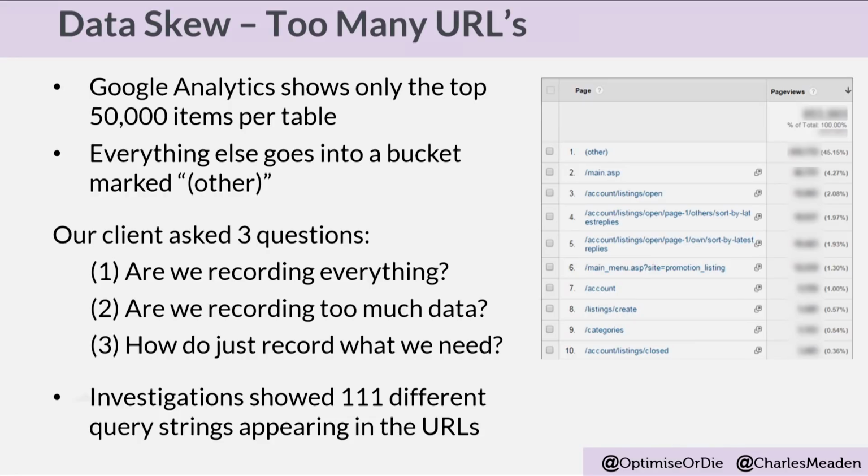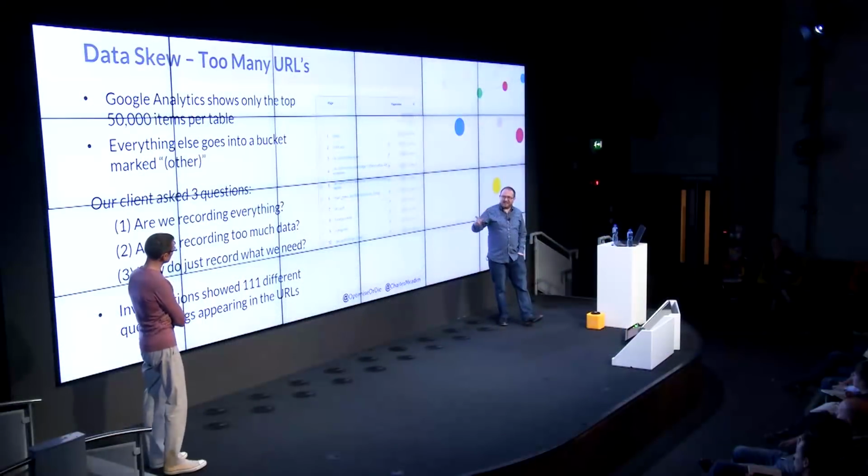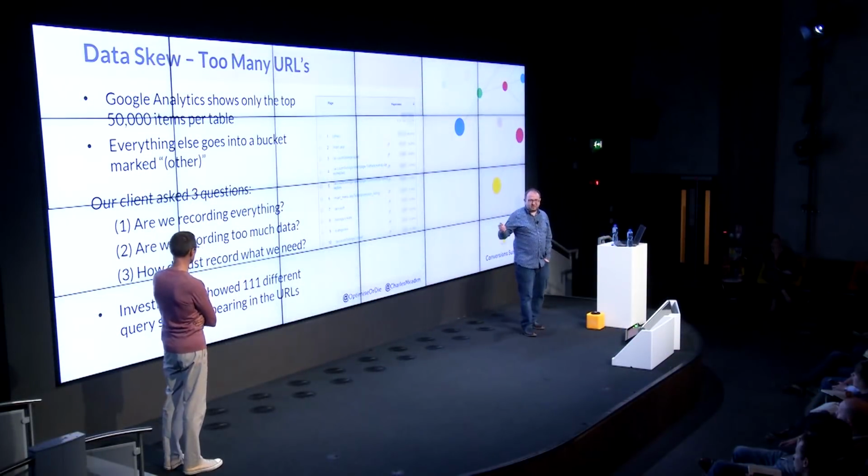They said, are we actually recording everything? Because they didn't have the expertise in-house to know how to delve into the other bucket. Are we recording too much data? And then how do we record just what we need? So using the API, we pulled out a couple of million different variations. And it turned out they had 111 different query strings that might have appeared in the URLs at any one time. And what had happened is they had put on a standard analytics tag and just captured absolutely everything.